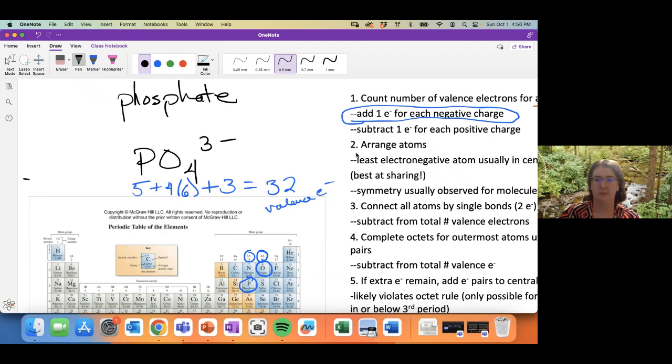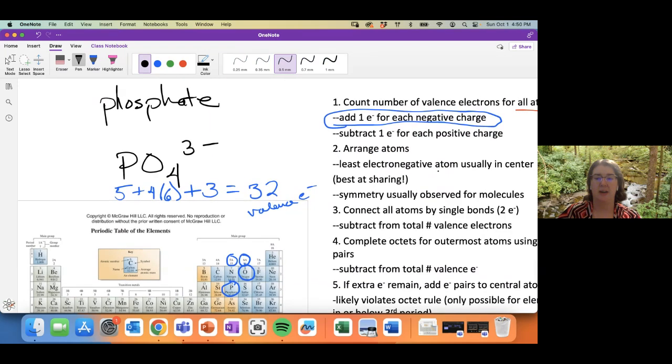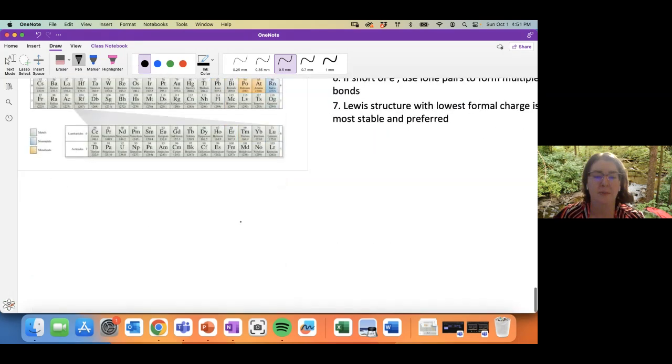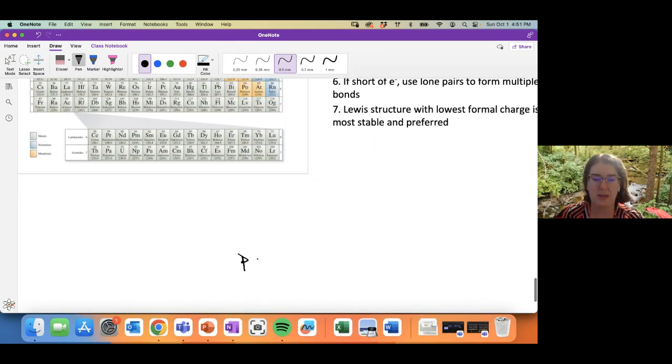Arrange the atoms. Least electronegative atom usually goes in the center. It's best at sharing. Oxygen is closer to fluorine than phosphorus, so oxygen's going to be more electronegative. Also, we usually like symmetry, so phosphorus being in the middle was probably going to happen. So now I do need to come down here to get myself some space. I'm not going to forget the fact that I had 32 valence electrons.